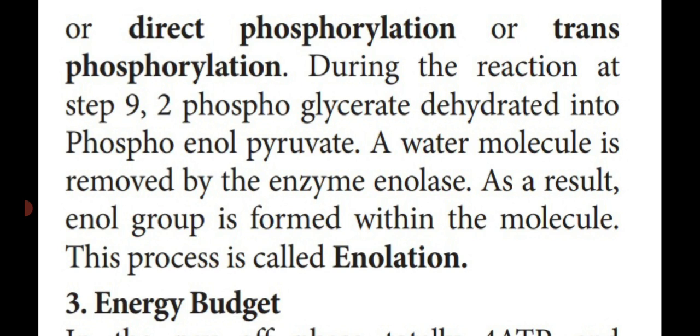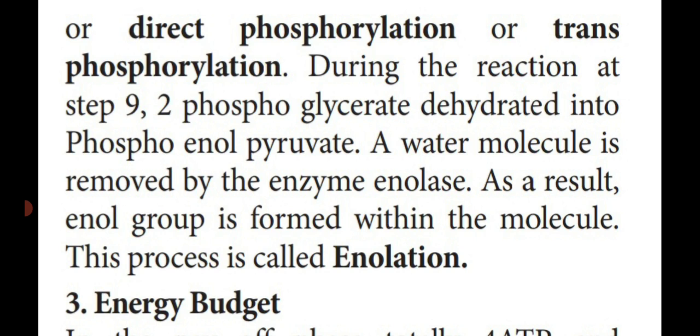During this glycolysis process, at step 9, 2-phosphoglycerate is dehydrated into phosphoenol pyruvate. A water molecule is removed by the enzyme enolase. As a result, an enol group is formed within the molecule. This process is called enolation. This is an important 2-mark question.